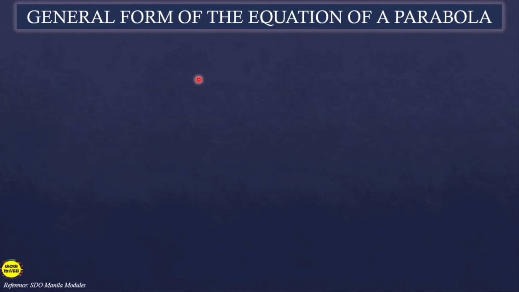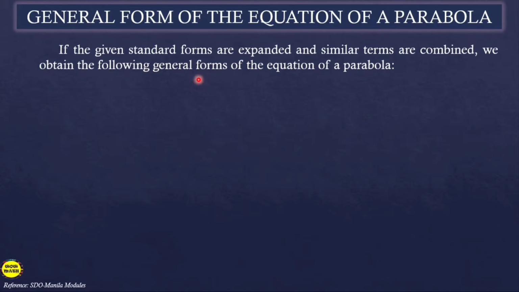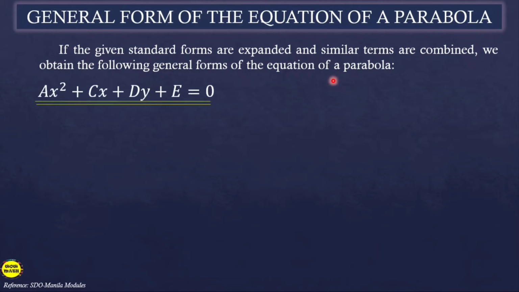The general form of the equation of a parabola. So, paano naman sa parabola? If the given standard forms are expanded and similar terms are combined, we obtain the following general forms of the equation of a parabola. Ax squared plus cx plus dy plus e is equal to 0, where a and d, so dapat yung a and d daw natin, ay hindi mag-equal sa 0. So kapag ganito, yung axis of symmetry natin is vertical. Ibig sabihin, yung parabola natin ay it's either naka-open upward or downward.